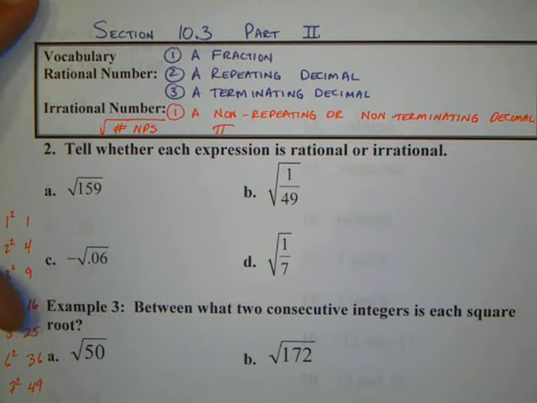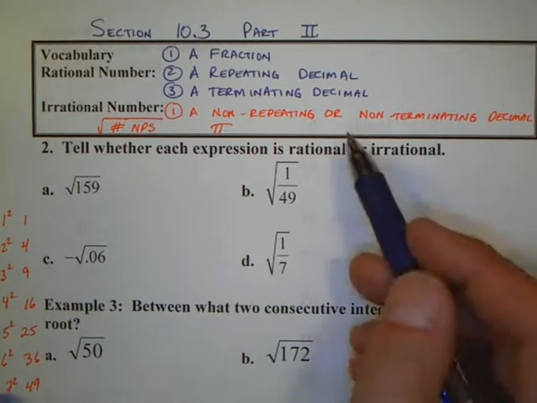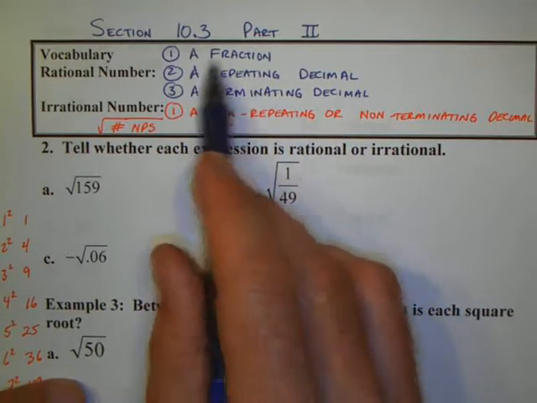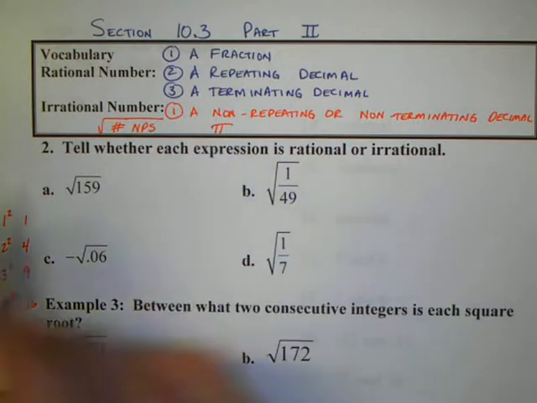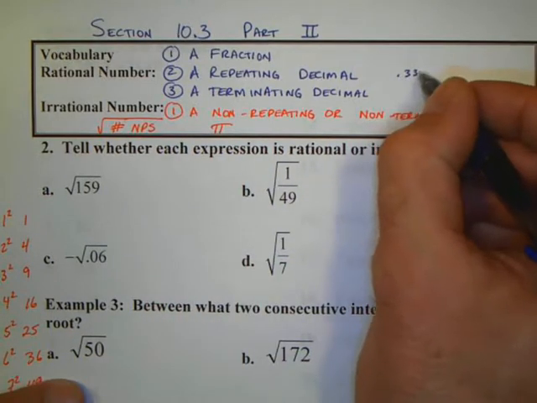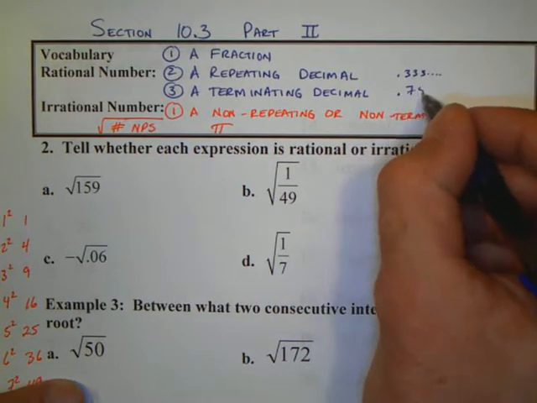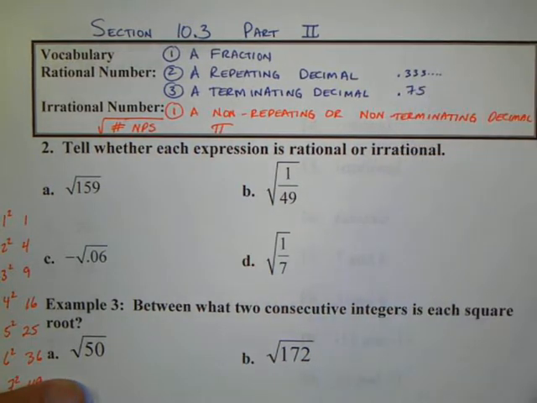This is section 10.3, part 2. We're talking about the difference between a rational number and an irrational number. I've written up here three different ways to define a rational number: as a fraction, a repeating decimal, or a terminating decimal. For example, we could have 0.333333 repeating, or a terminating decimal such as 0.75, or any fraction.